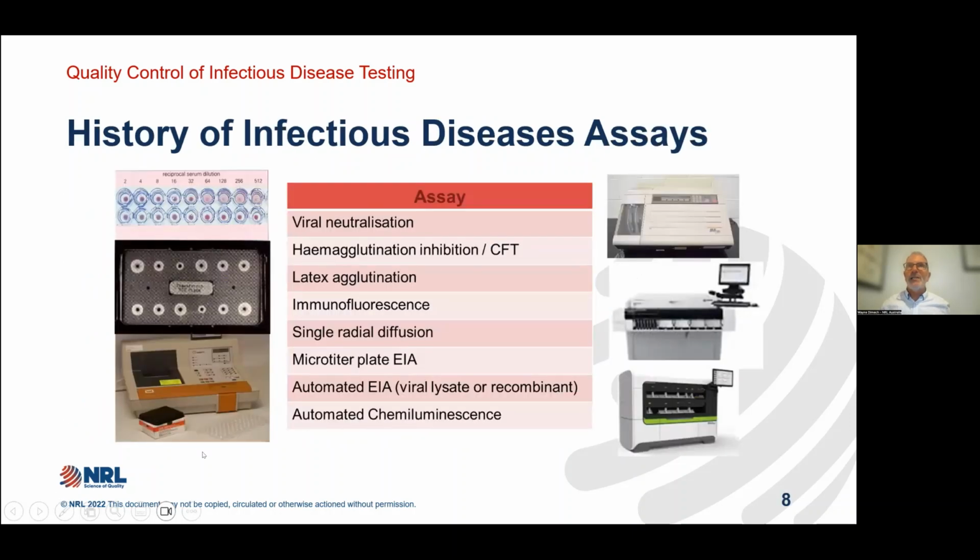When I started in infectious diseases serology, we used biological assays, so hemagglutination inhibition, complement fixation, where we used a biological signal like the hemolysis or the lysing or the agglutination of a red cell to indicate the presence or absence of antibodies. But over time, we have had the introduction of immunoassays, which have now been converted into large throughput analyzers.